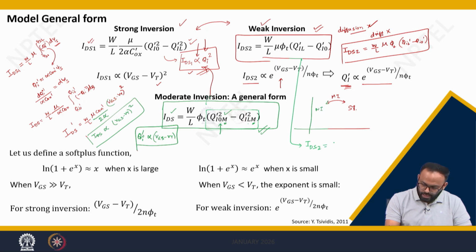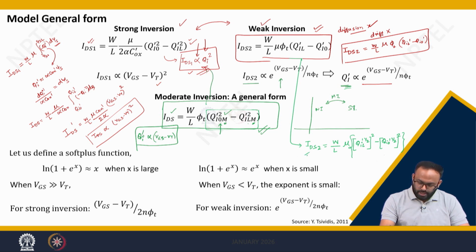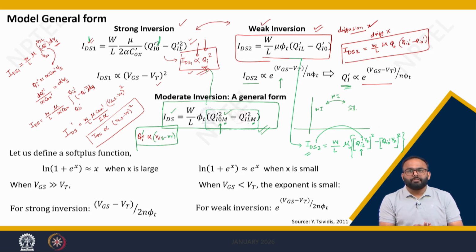IDS2 can be written as W divided by L into mu into Qil dash to the power 1 by 2, to the power 2, minus Qi0 dash to the power 1 by 2, to the power 2. Again, now you see this equation, current is dependent upon square times of charge, though yes, this charge is dependent on 1 by 2 power. Similarly, this current is dependent on square types of charge. So I need to define a function which relates this.